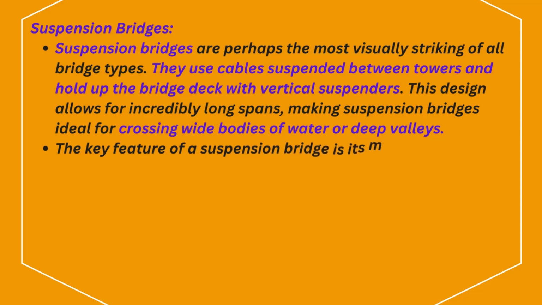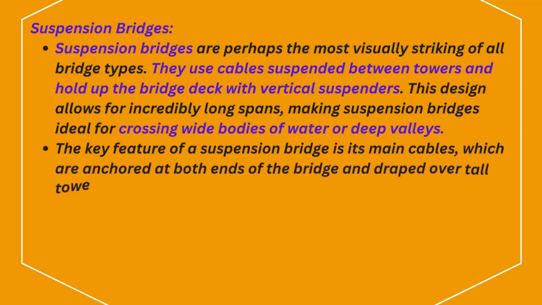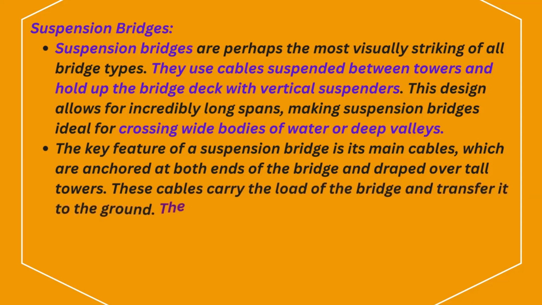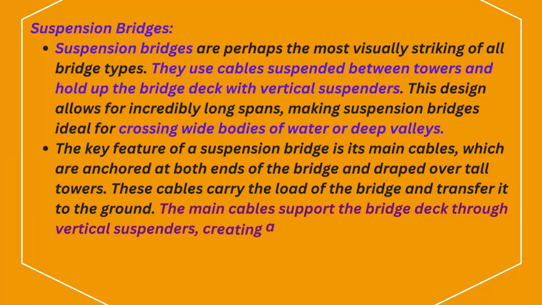The key feature of a suspension bridge is its main cables, which are anchored at both ends of the bridge and draped over tall towers. These cables carry the load of the bridge and transfer it to the ground. The main cables support the bridge deck through vertical suspenders, creating a distinctive curve known as the sag.